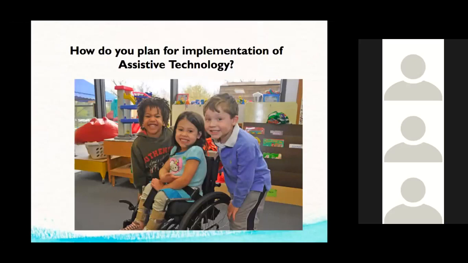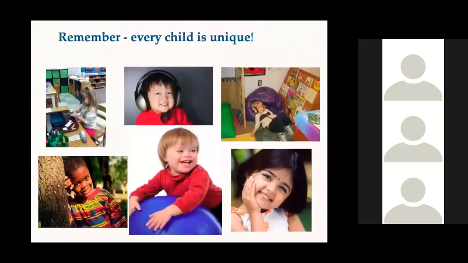So how do you plan for AT implementation? We just want to remember that every child is unique and different, and that includes their little personalities and unique qualities. Some are shy, some are boisterous, some are more self-confident, and some are really movers and shakers. They all have different communication styles. When we're choosing assistive technology, we want to think about those things too, because we really want all of our kids to be more self-confident. And there's some research that says that AT can help to build that self-confidence.